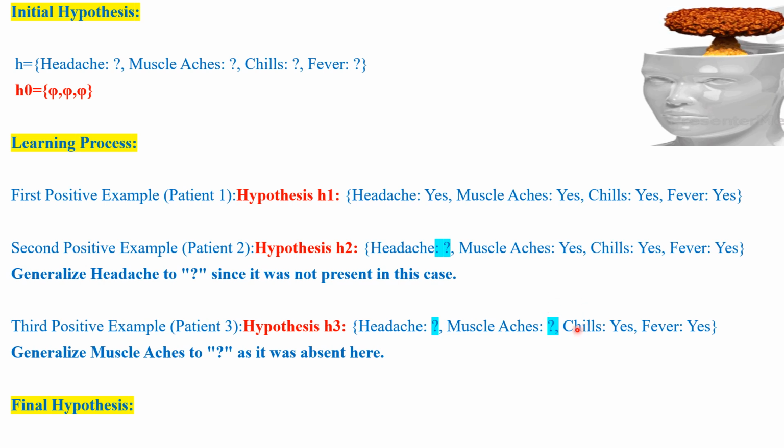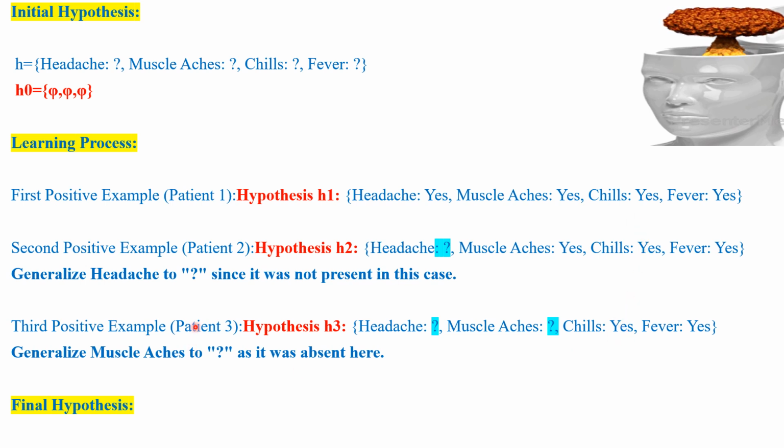So next, coming to the chill feature, when patient 3 has the chill attribute value as S, you have to compare this with the hypothesis 2 value, the previous hypothesis value, chill as S. Here it matches, so it keeps on retaining the same.